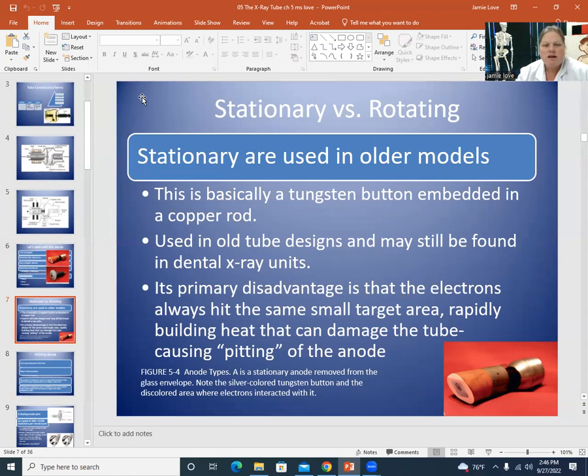The primary disadvantage of that, and why they invented the rotating anode, is to avoid this thing called pitting, where those electrons are hitting that same area over and over all day long. Turns out it digs into the metal and pits it, and causes a divot and makes for uneven X-ray production. So that's its disadvantage, that same target area getting hit all day long. So rotating anodes help get rid of that.